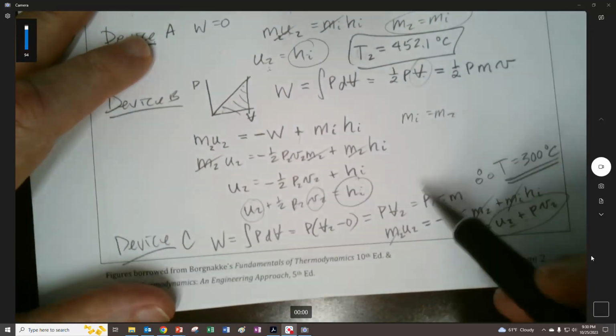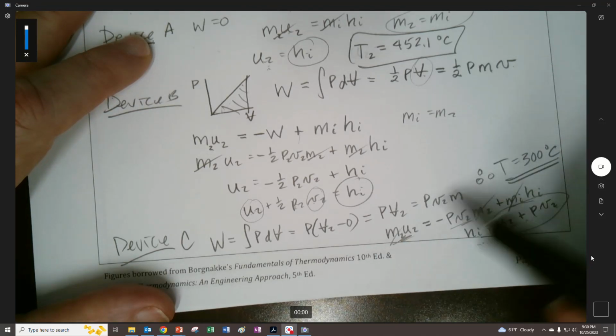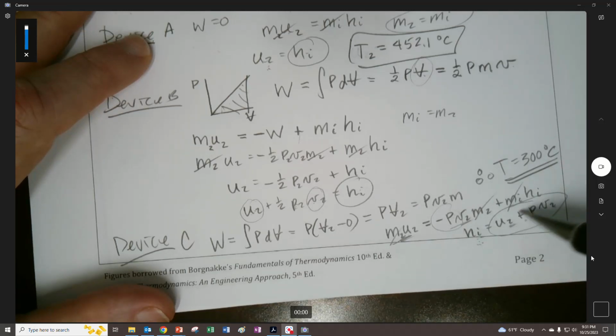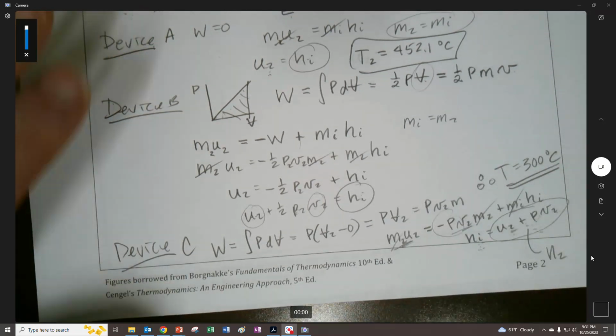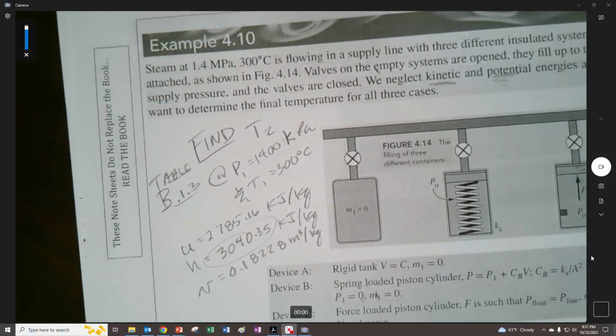All right, so we've written this out, canceled out the masses, and moved this minus over to the other side. And we find that the internal energy at the end plus the pressure times the specific volume at the end, that's the definition of H right there. So that's going to be H2. So H2 equals H1, and because of that, our conclusion is the temperature must be equal to the temperature of the supply. Wow, what a lot of words.